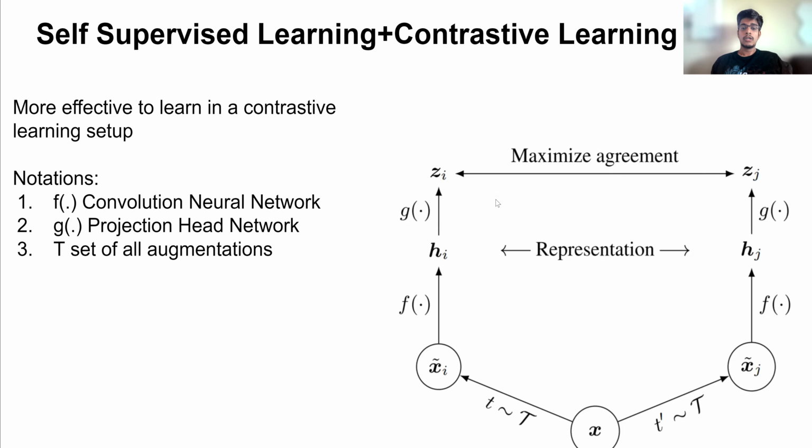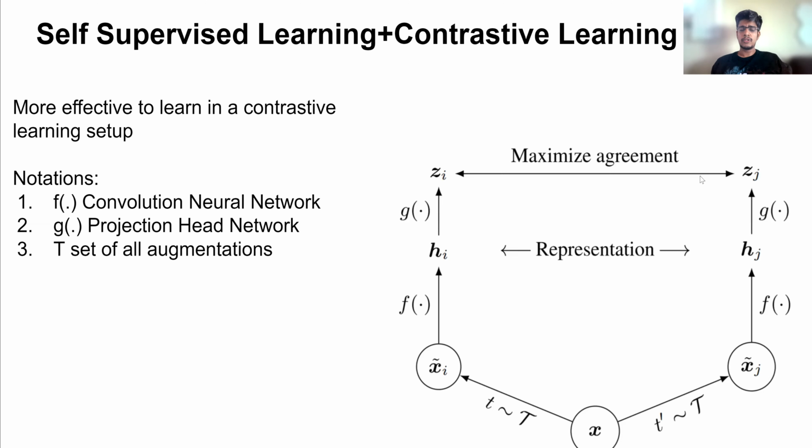So you want to make sure that the representations of hi and hj, but in this particular case, they actually use a projection head network. We will go into details as to why that's useful later on. But the idea is you take hi and hj to another projection network, which is simply a fully connected neural network, to zi and zj.